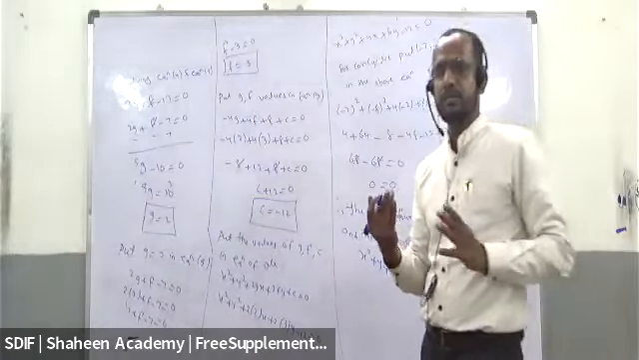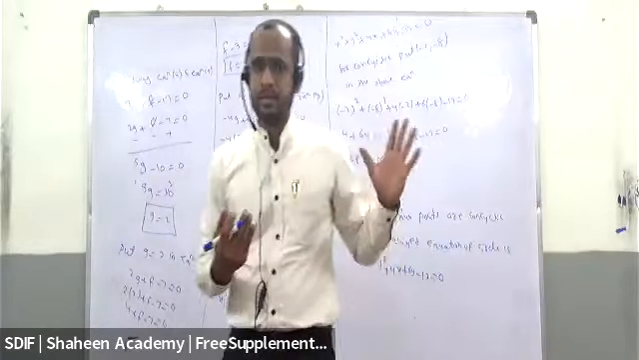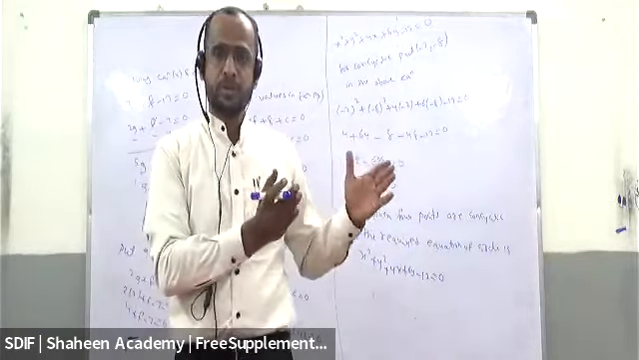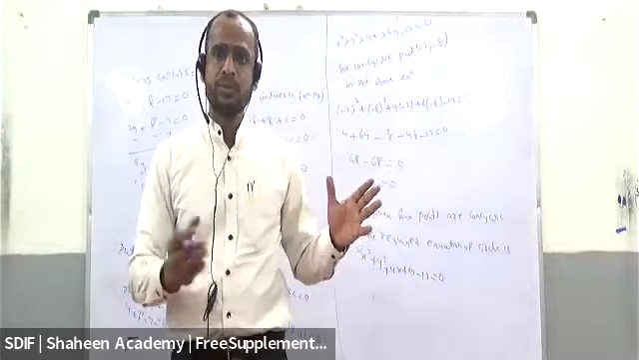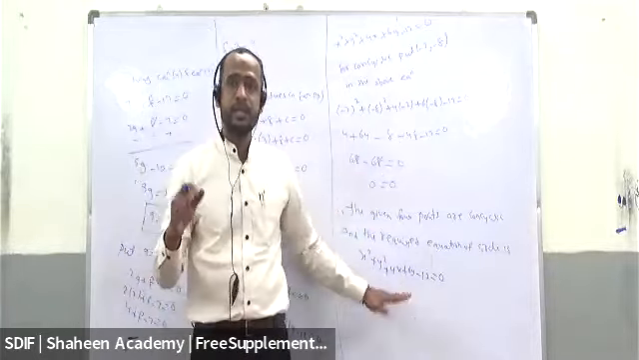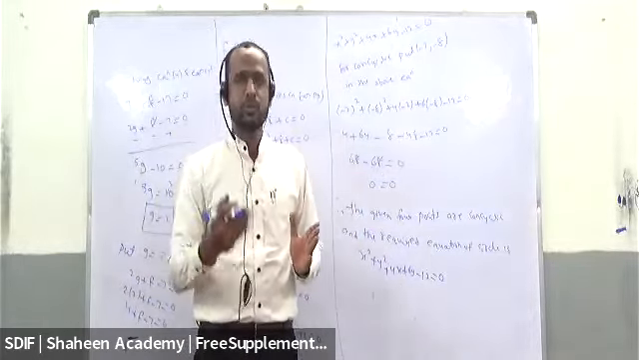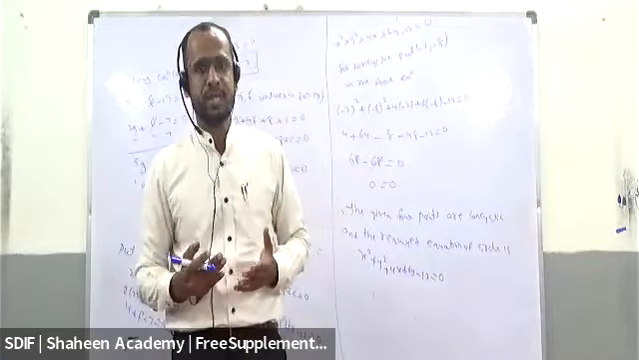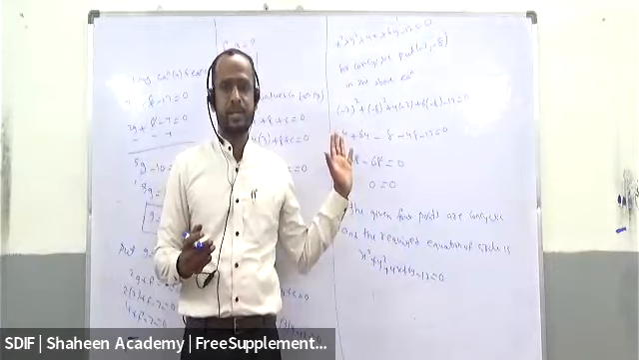How to find the equation of circle if 4 points are given? If 4 points are given, 3 points you have to use. Any 3 points you can use, and you have to substitute 1 point. If you are getting 0, that is concyclic. If not getting 0, the given 4 points are not concyclic. This was the concept behind it.